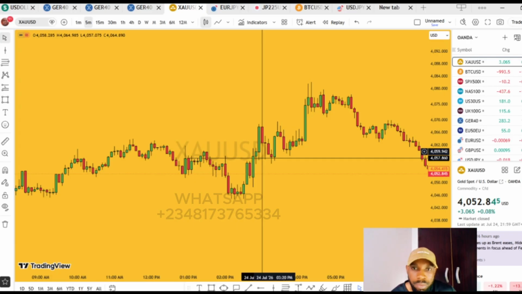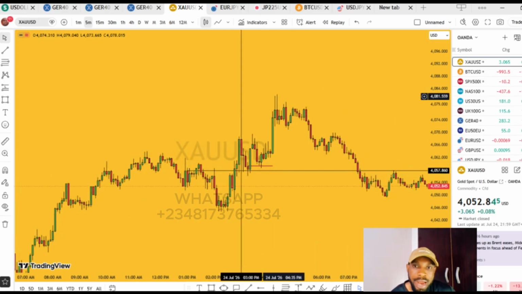Price gave us a bullish engulfing. And of course, you already know what bullish engulfing is. Whenever I have a bullish engulfing, price is expected to come back up. See? And that is the buy. So we'll go with this as our stop loss.